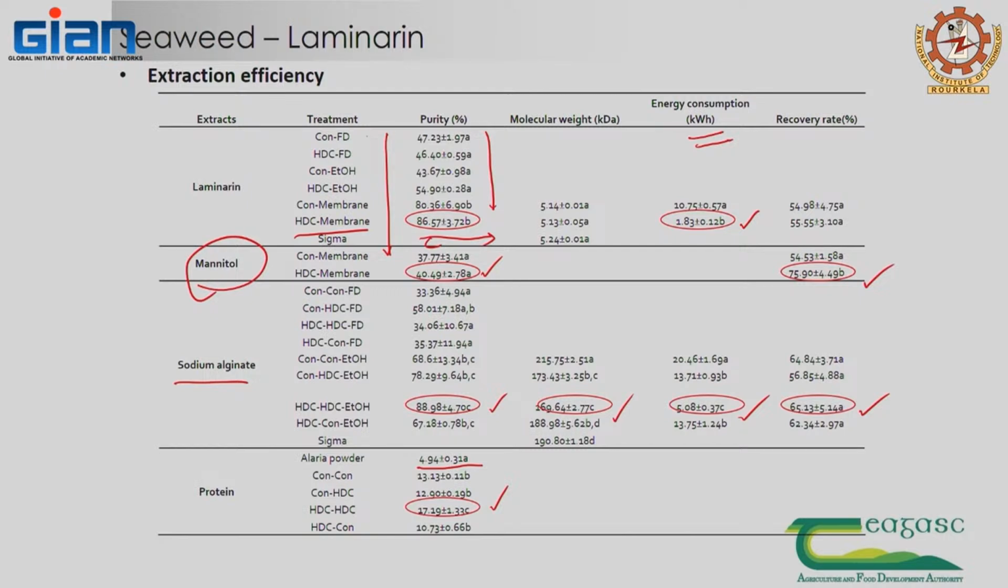And the benchmark was always to see what is the commercially available product. So, here it is 190 molecular weight, and there is no product sold in the market with mannitol or laminarin available. So, here Sigma, this was the molecular weight, and the molecular weight we obtained was quite similar.